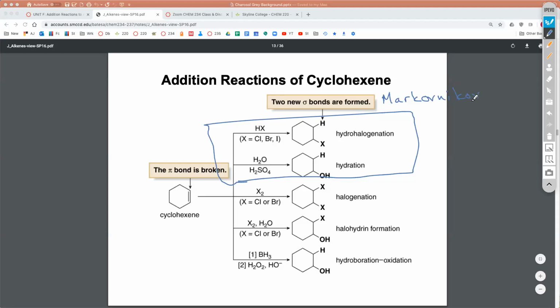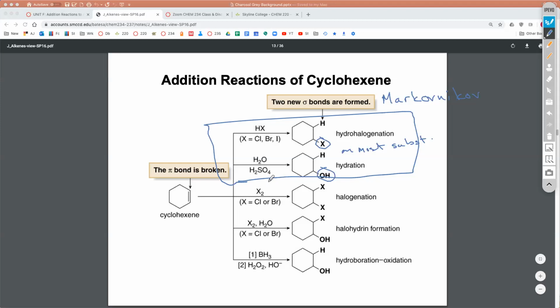And as usual, I'm not sure if I spelled that correctly, but we'll get the Markovnikov product, which means that these will be on the most substituted carbon. Now, in this case, obviously, these are the same, so that's not something we would have to distinguish. But in many of the examples we've looked at, you would indeed need to distinguish those.